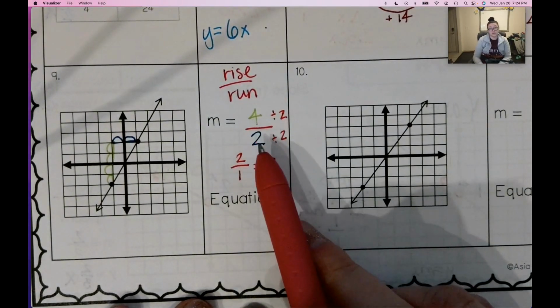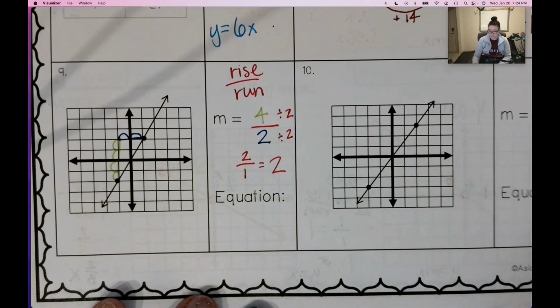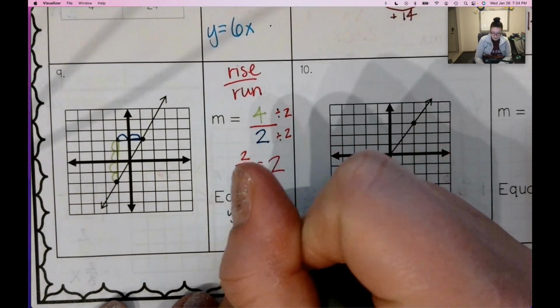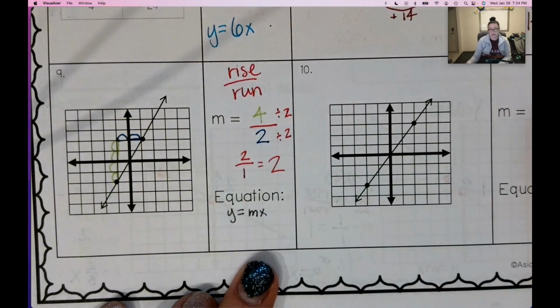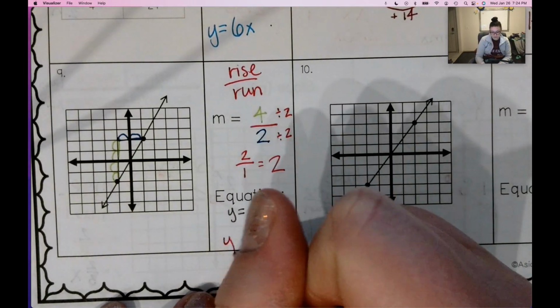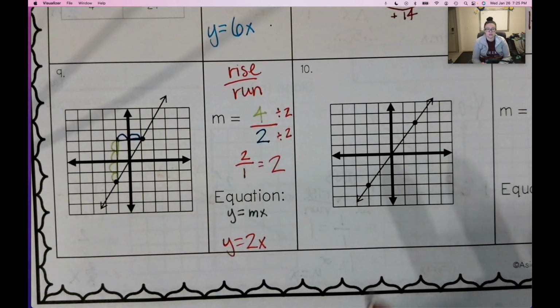Or maybe you just did 4 divided by 2 and got 2 that way. You'll still get the same answer. So our equation for this graph, in the form y is equal to mx, what would my equation be? Y is equal to 2x.